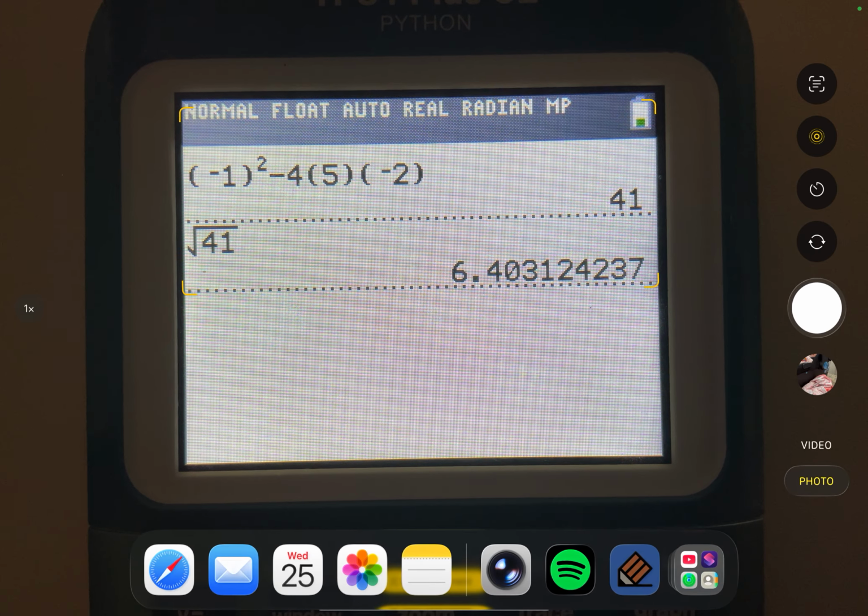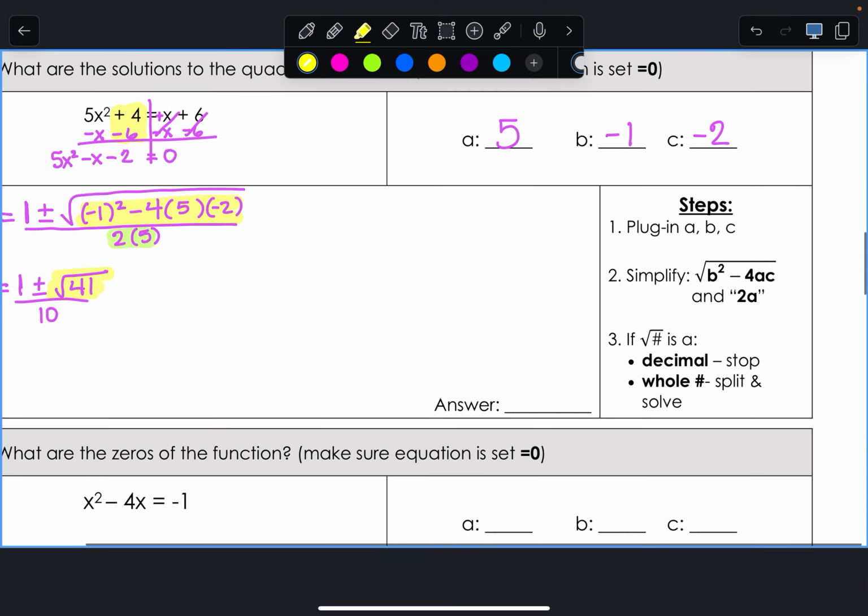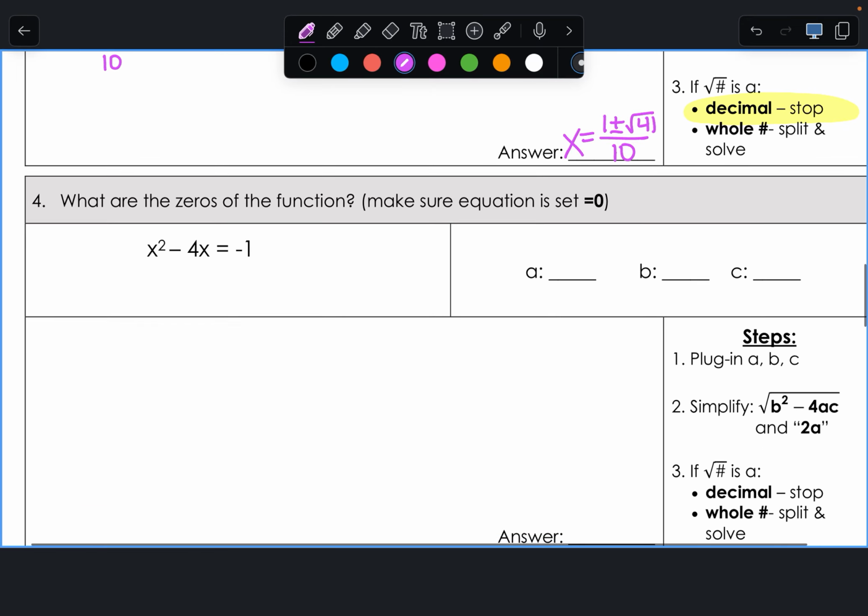So if you get a decimal, what does that step say? You stop there. That is the final answer. X equals 1 plus or minus the square root of 41 over 10. That is your answer. Questions? No. All right. So next one.